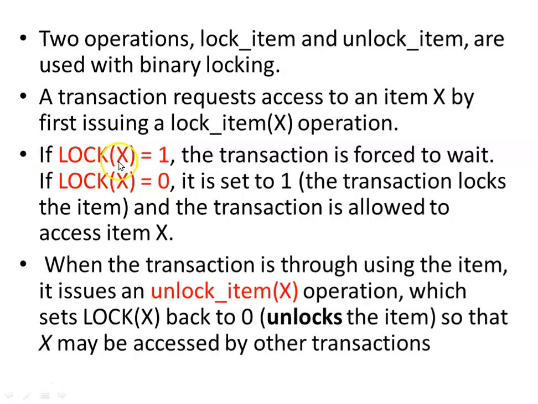If the lock on X is equal to 1, that means some other transaction is already using the database item X, so the transaction will be forced to wait. Whereas if the value is 0, then it will be set to 1, and the transaction will be allowed to use it. When the transaction is done using the database item, it has to perform an unlock operation so that it releases that particular database item to be used by other transactions.